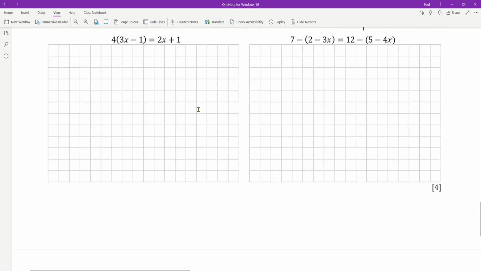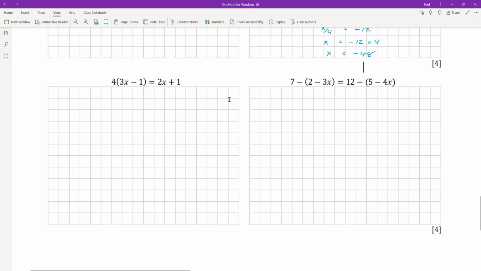Now getting on to some big questions here. However, the key thing to remember is that the process does not change. You'll do more steps, but the process is still the same. So I need to expand these brackets here. So 4 times 3x is 4 3s are 12, so 12x. 4 times minus 1 is equal to minus 4, and 2x plus 1.